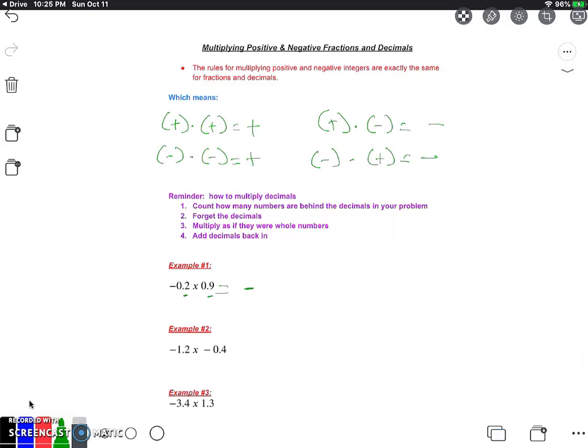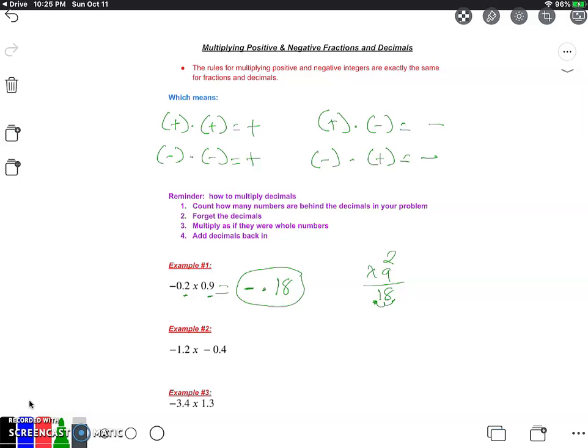So when I look at this, remember, forget the decimals and multiply. The zero in the front doesn't really matter in this particular case. So I can just do 2 times 9, and that's going to give me 18. And remember, there should be two numbers after my decimal. So I'm going to start here, 1, 2. Two numbers after my decimal, and that number should be 0.18. And we already discovered that it should be negative.